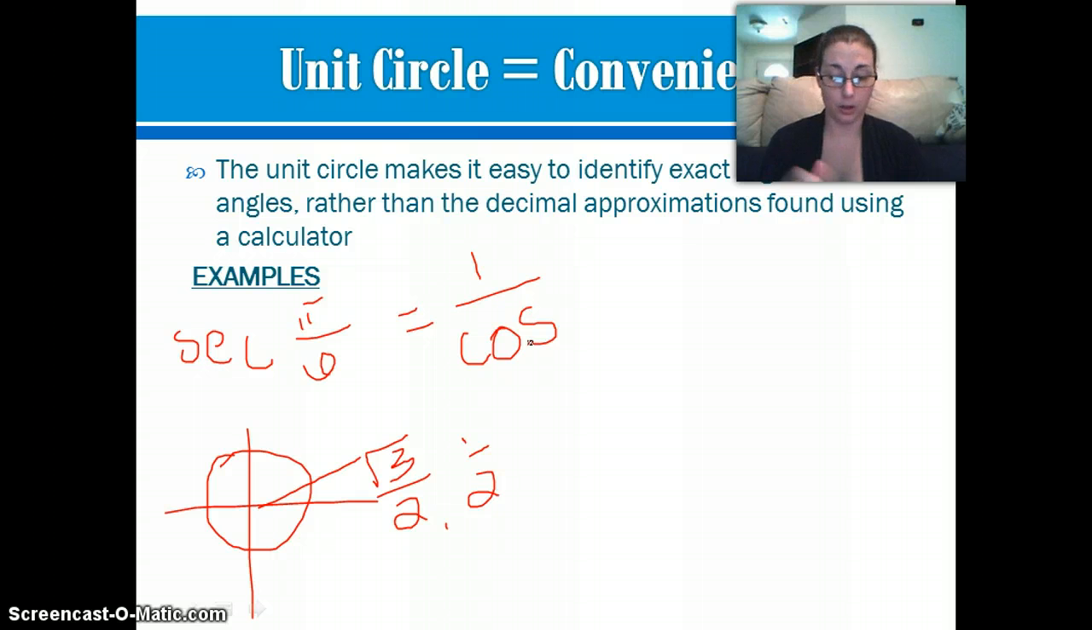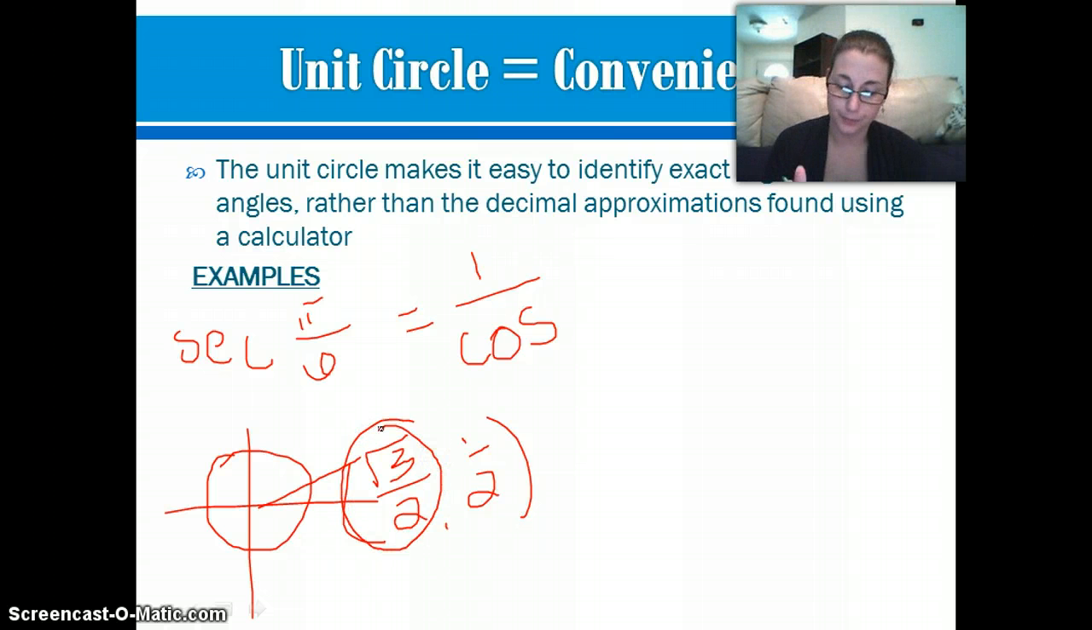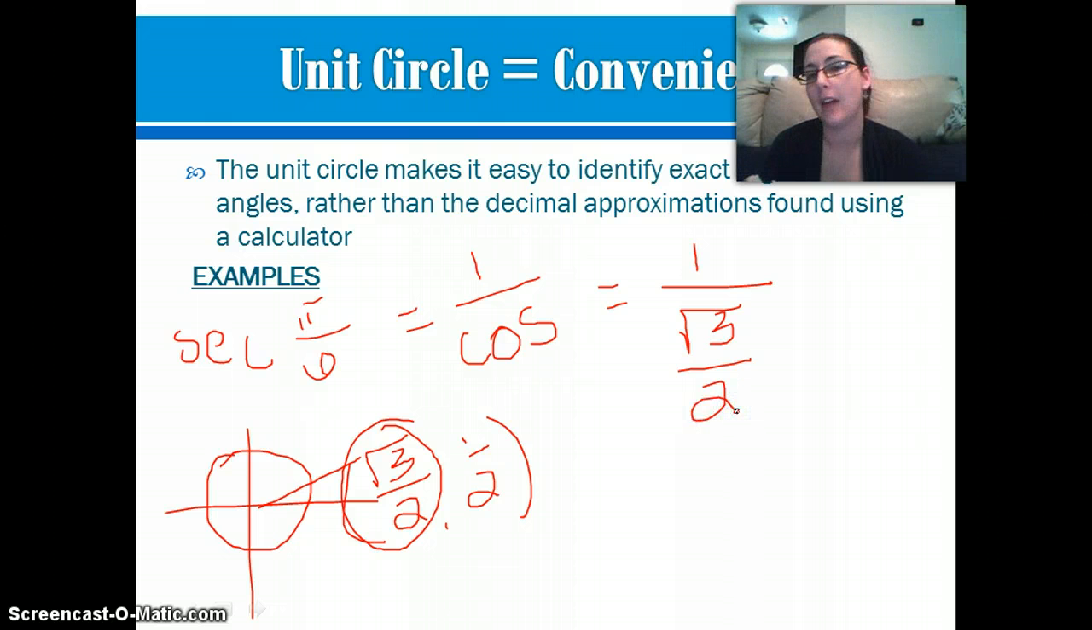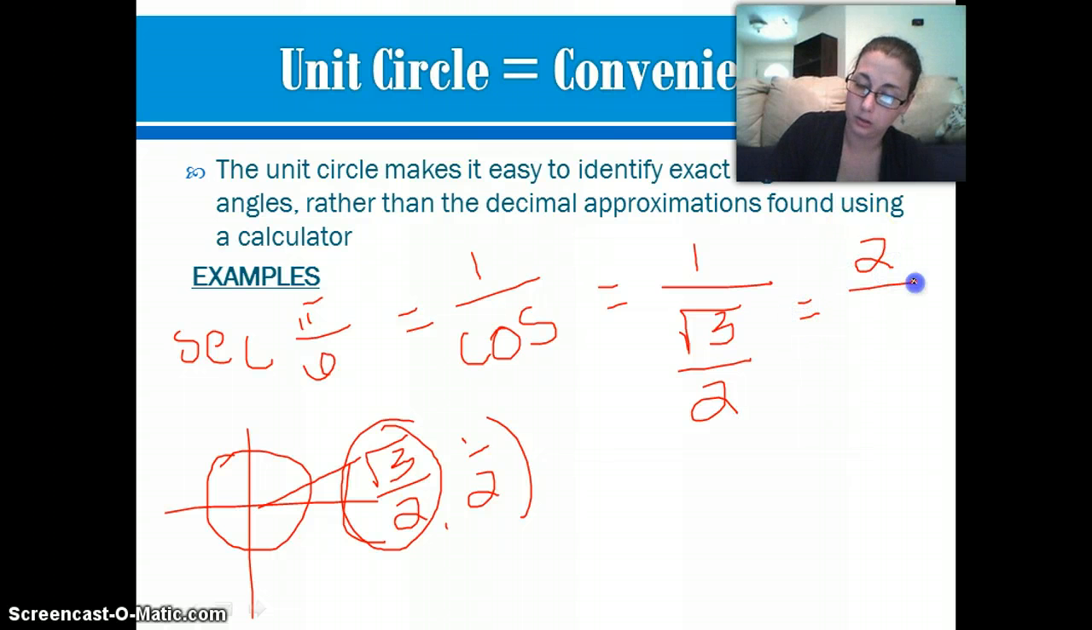So if we look at our ordered pair from our unit circle, cosine is the x-coordinate of the ordered pair. So that's root 3 over 2. That means that the secant of pi over 6 is going to be equal to 1 over root 3 over 2. Now we don't want to leave that as a complex fraction like that, so I'm going to go ahead and rewrite that as 2 over root 3. It basically flips the fraction around.